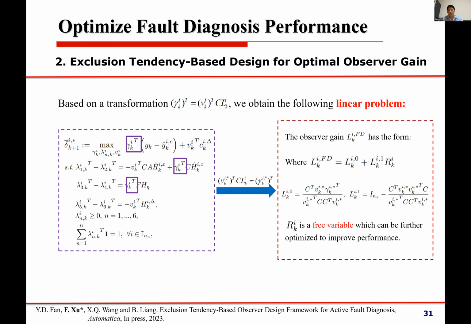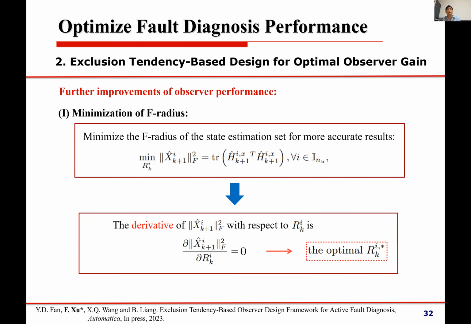So till now, our idea is how to make full use of this free variable RK. Can we use it to improve the performance of our observer? In the following, I will show you several ways to make use of this free variable. The first way is to optimize RK to minimize the state estimation sets provided by the set-value observers.